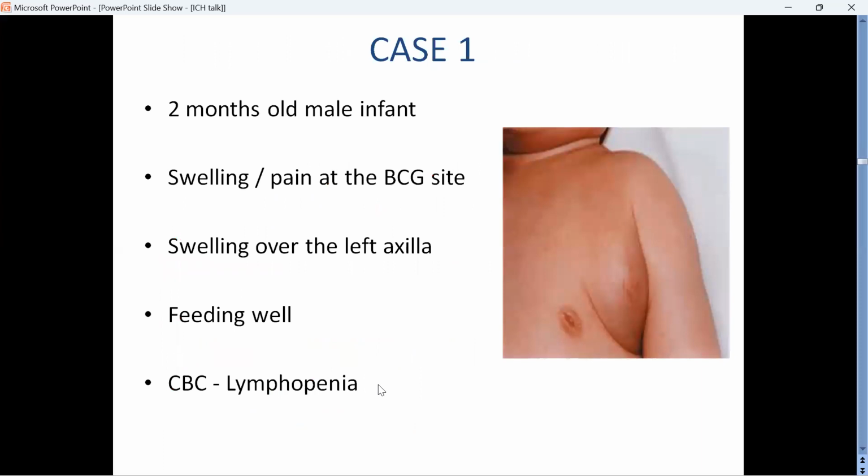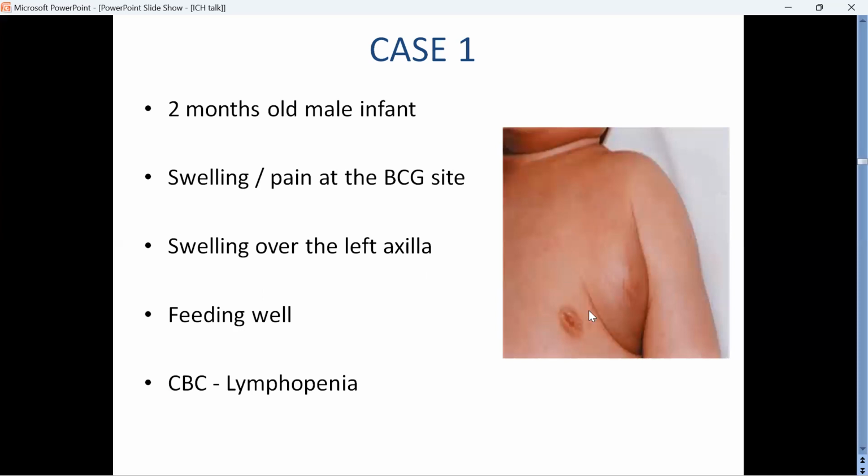We'll see the utility of flow cytometry in the diagnosis of PID with respect to a case scenario, so that it makes it more interesting. This is a 2-month-old male infant who had a BCG vaccine and had an exaggerated response to it. He had swelling, pain, and fever, and you can see the swelling in the left axilla. BCG is a live attenuated vaccine, and there is a swelling in the axillary region. The child was feeding well, but a routine CBC, when the child was taken to the OPD, showed lymphopenia.